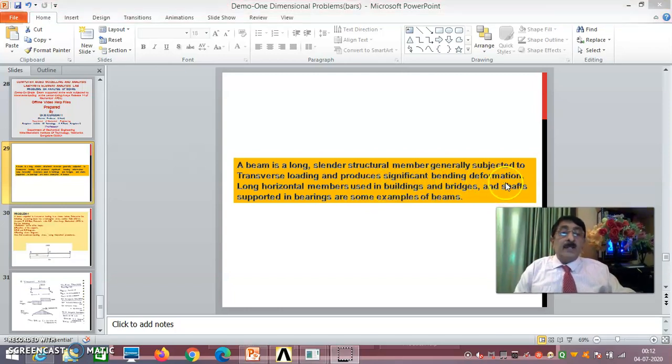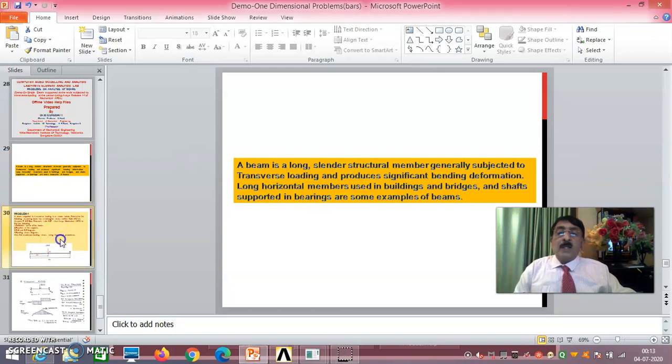These things we'll do in the problem anyway. Long horizontal members used in buildings, bridges and shafts supported in bearings are some of the examples of beams. Please understand, a beam is a long slender structural member generally subjected to transverse loading. That means transverse loading is the load which is perpendicular to the axis. On this, we'll take up a problem now.